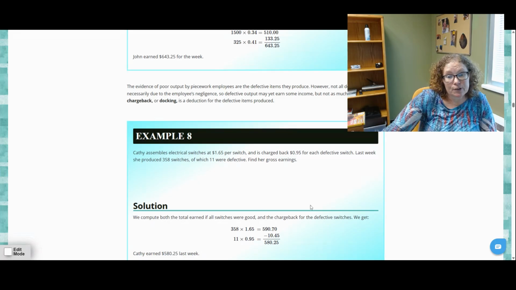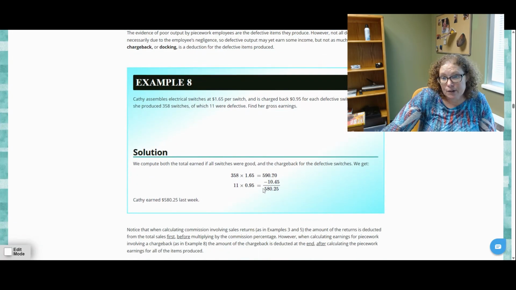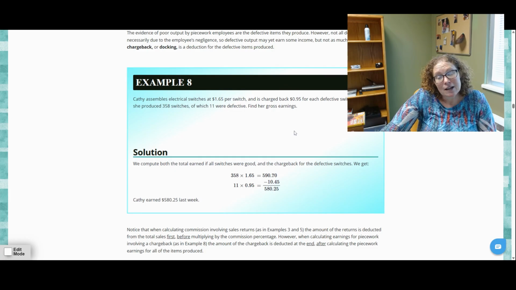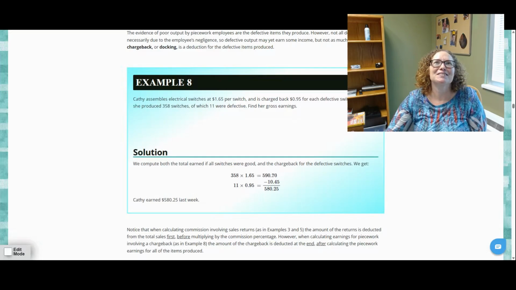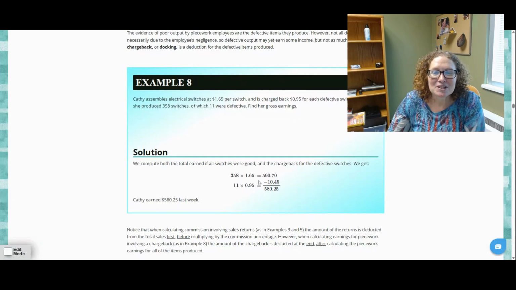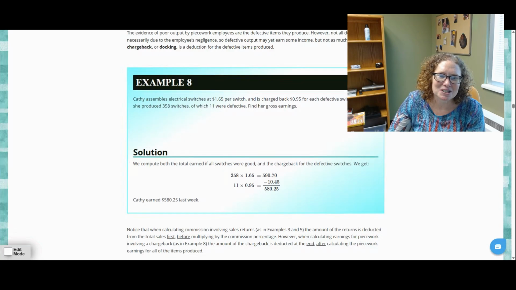So how we would figure that out is that we have the 358 times the $1.65 she gets per switch, and we get that amount. But we also know that she has to pay back, essentially. It's more of, they take it out beforehand. So there were 11 of those, and they charge her 95 cents for each one of those that she messes up or that doesn't work. So you subtract the $10.45 that you get, and then that's her pay for the week.